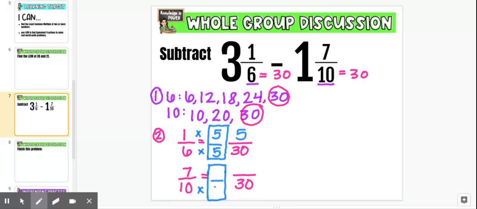Now, 10 times 3 gives me 30. And giant 1 means that they both have to be 3. So 7 times 3 is 21.